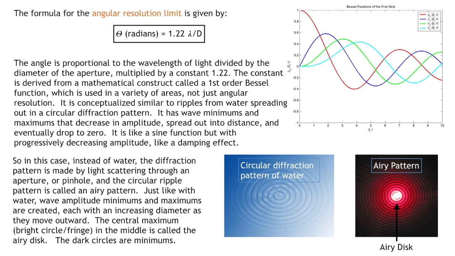The central maximum, which is the bright circle or sometimes fringe with light in the middle, is called the Airy Disc, and the dark circles are the minimums. So the bright circles are the bright fringes, the dark circles are the dark fringes. The very bright central disc in the middle is called the Airy Disc. It's the most concentrated maximum of the diffracted light.